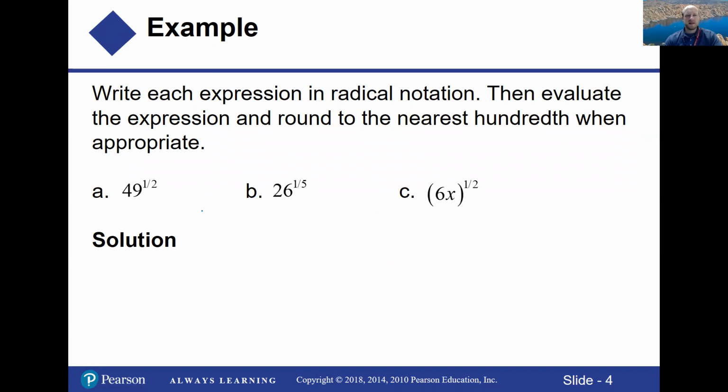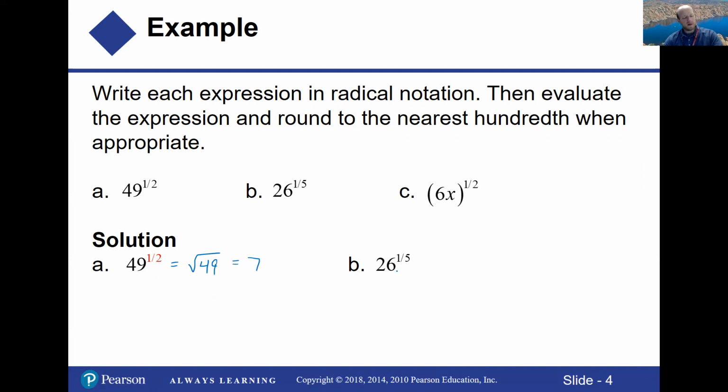Let's do some examples. Write each expression in radical notation, then evaluate the expression and round to the nearest hundredth when appropriate. So let's do this one, 49 raised to the 1/2. Basically what this is, I can rewrite this again as the square root of 49. Those things mean the same thing. And then we'd all know that the square root of 49 is equal to 7.